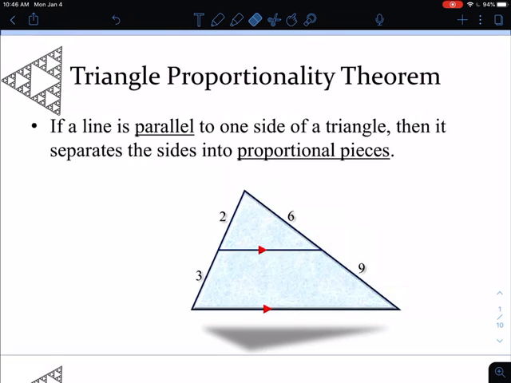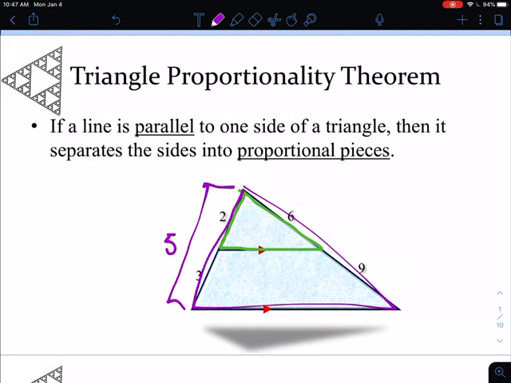But the other thing to note here is that when I put this parallel line in, I actually created a second smaller triangle. And so if I look at this second smaller triangle compared to the big overall triangle, those two triangles are always going to be similar to each other. So if I were to look at this a little bit more closely, on the left side here, I split this side up into 2 and 3, which means the entire length would be 5. And on the other side, we split it up into 6 and 9, which would be a total length of 15.